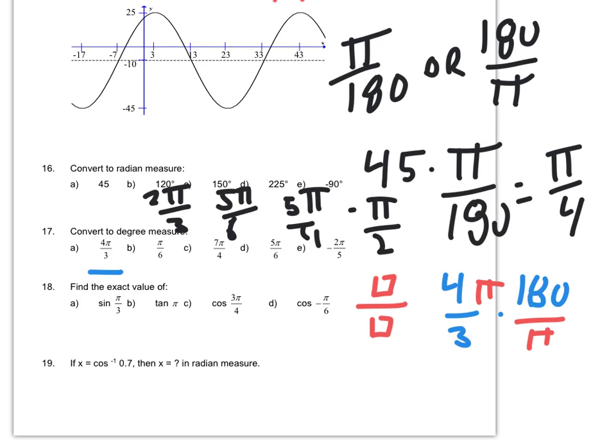So can I erase this? For once I can. This is for A, it's 240 degrees. For B, it is 30 degrees. For C, it's 315 degrees. For D, it is 150 degrees. And for E, it's a negative 72 degrees.